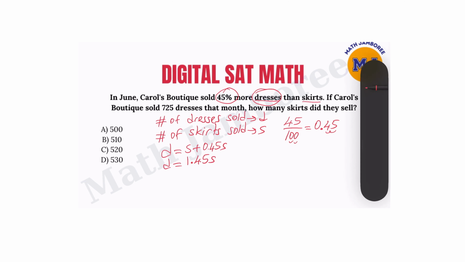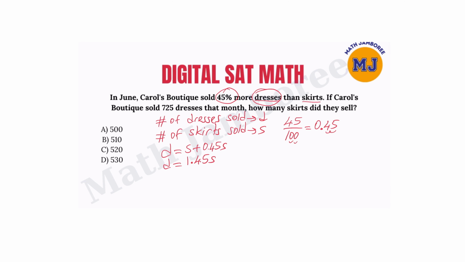1.45S. For the rest of the problem, if you don't mind, I would like to use a different color pen. So we have set up the equation. We have D is equal to 1.45S. And to find the value of S, D is given, the number of dresses they sold, 725. So let's substitute this value, 725, in the given equation.